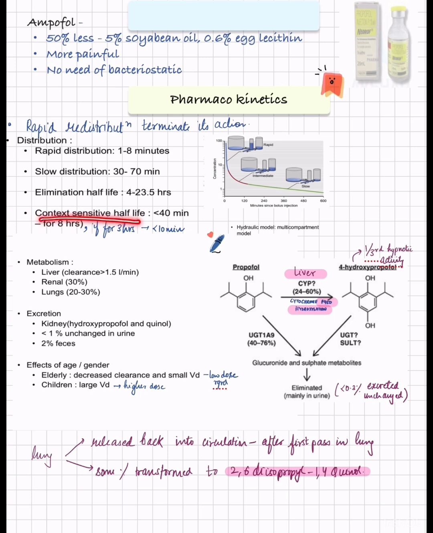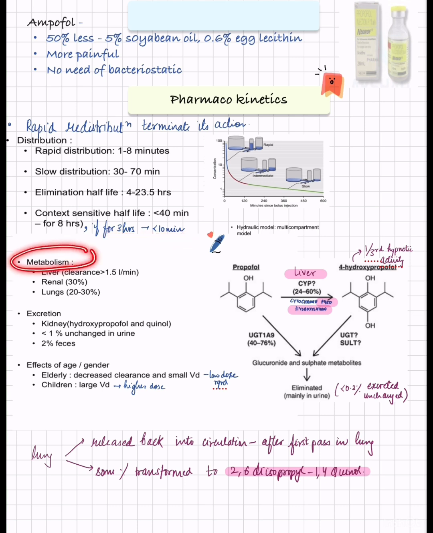What is context-sensitive half-life? This term is used for infusions of the drug. After you switch off the infusion, by how much time 50% of the drug concentration is left in the body. That is the context-sensitive half-life. So if it was used for 8 hours, the context-sensitive half-life is less than 40 minutes. If it was used for 3 hours, it has a context-sensitive half-life of less than 10 minutes.